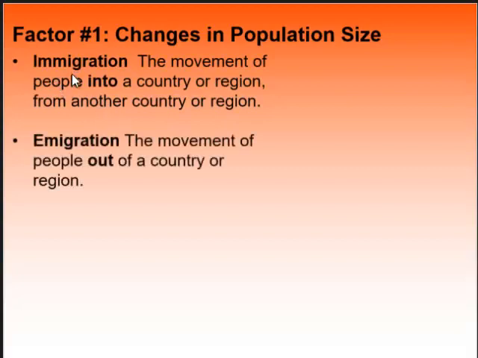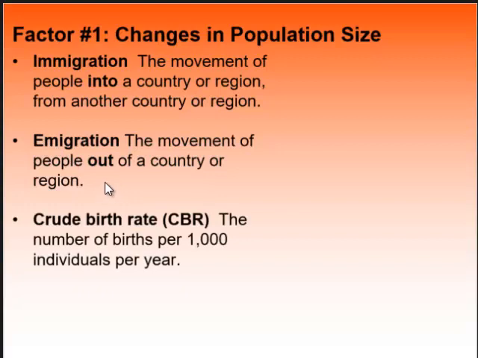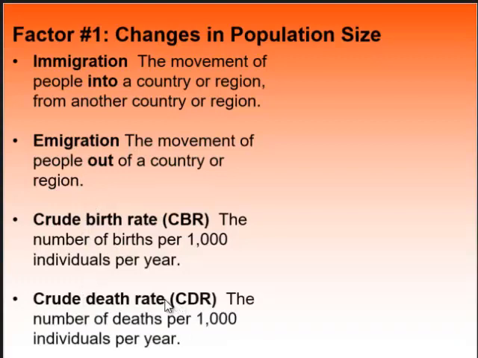So a couple of the big words that you need to know with this are immigration. That's the movement of people into a country or a region. Emigration is the movement of people out of a country, those who leave. The CBR is the crude birth rate, the number of births per thousand, and the CDR, crude death rate, is the number of deaths per thousand.